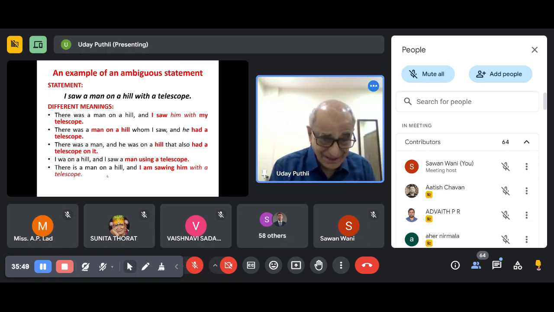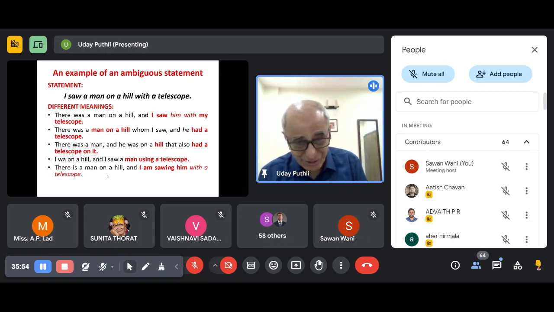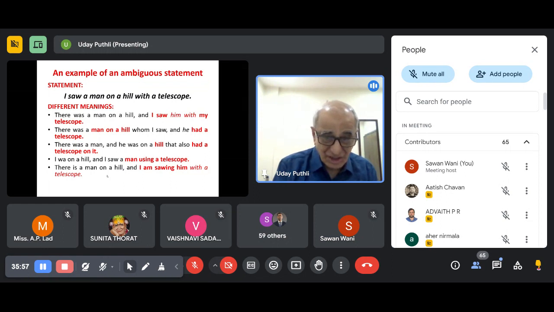The third one is there was a man and he was on a hill that also had a telescope. Now, this gives the impression that the hill had a telescope. It is quite possible. I don't know how many of you have been to Hyderabad, but there is a hill called Naubat Pahad over there. And on that hill, today there is a planetarium. There's a Birla Planetarium. But before the Birla Planetarium came, there was a pavilion with a telescope there. It was always closed, and that was for looking at the stars.